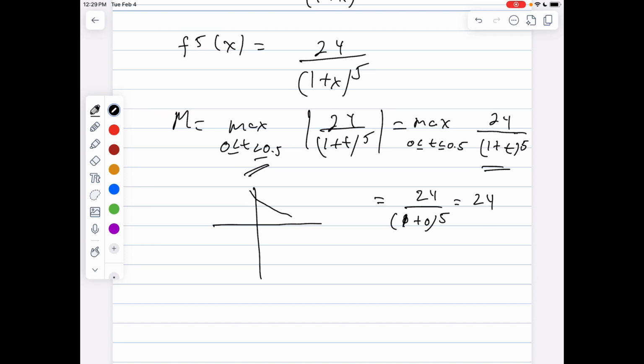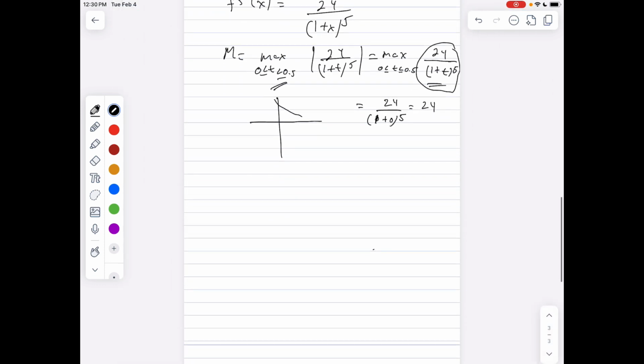Now, for those of you that say, you know what, I want something a little more rigorous here, what you could always do is this. You could also just work with this function and take its derivative, and you would see that it would be decreasing, and therefore you would have a maximum value at 0. So that's another way to tell. Okay, and we found our M, and we found everything that we needed.